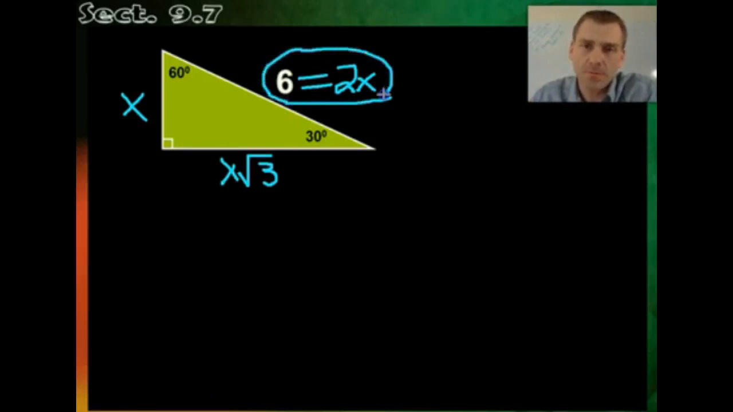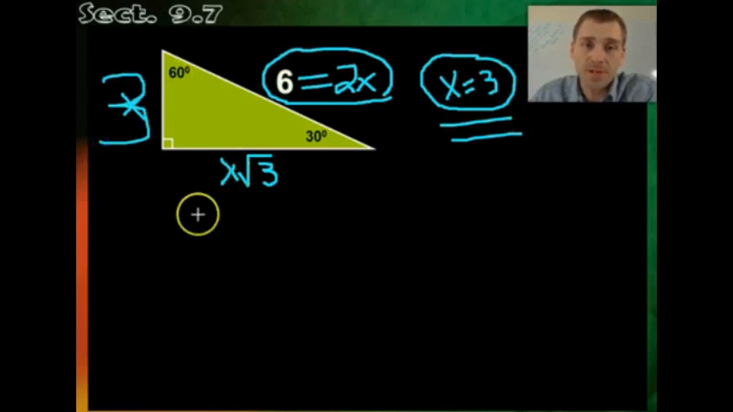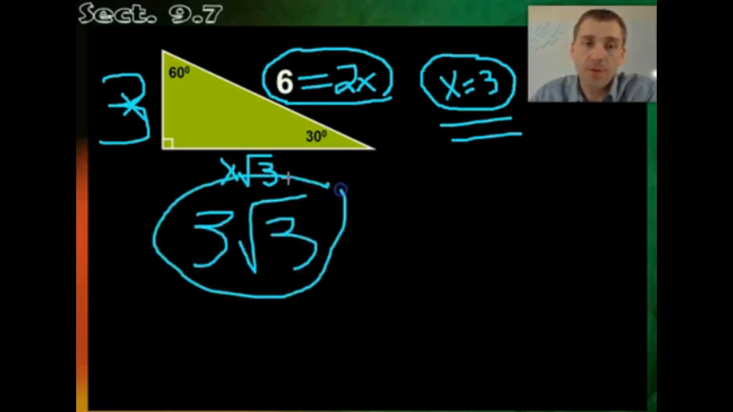And here's my equation. There's my equation. This side's supposed to be 2x, and it actually is equal to 6. So if I solve this by dividing each side by 2, oh, look. There is the x value. So as soon as I find the x value, I'm done. I just got to plug in the 3 right there. So this side length is 3, and this side length is 3 root 3. And, ladies and gentlemen, I am done.